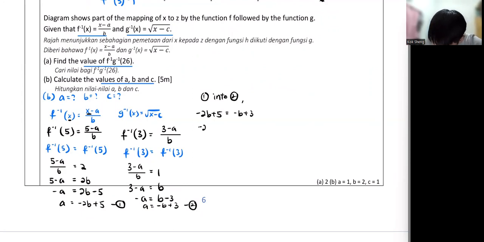Negative 2b. So I bring the negative b on the right to the left. And the 5 bring to the right. Okay, if you don't understand the step, let me know. So negative 2b plus b is negative 1b. 3 minus 5 is negative 2. Okay, negative cut. We can find b already. I know it's a long step, 4 marks. It's normal. So next one will be the a. We can sub in back to the first one.